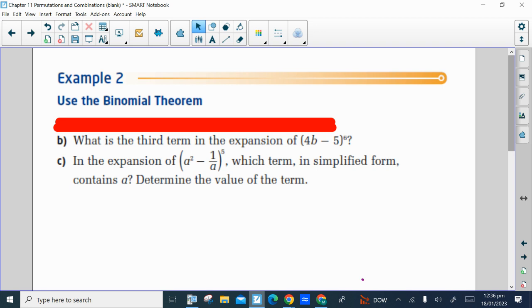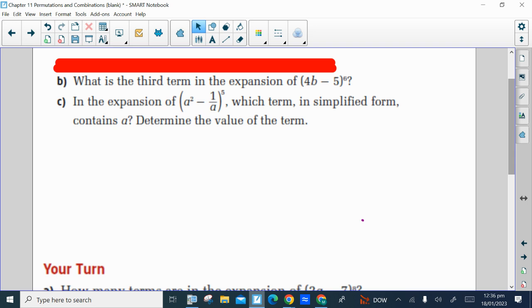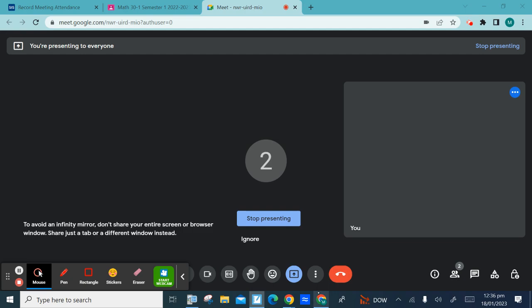All right, so let's do some more questions with binomial theorem. We're asked for the third term in the expansion of that binomial. And remember, oh, Josiah, you are here. I didn't see you back there.